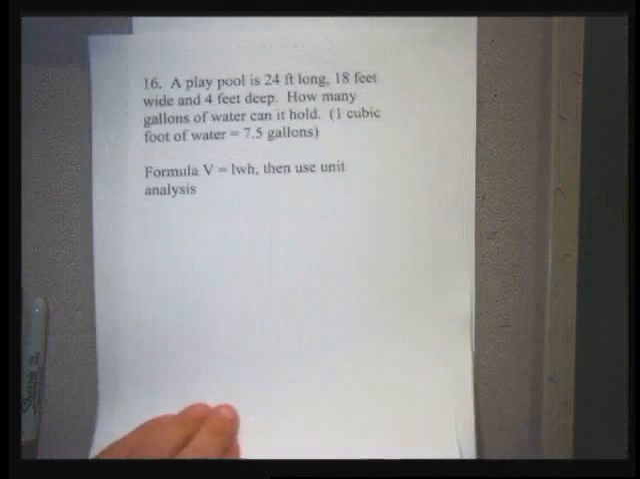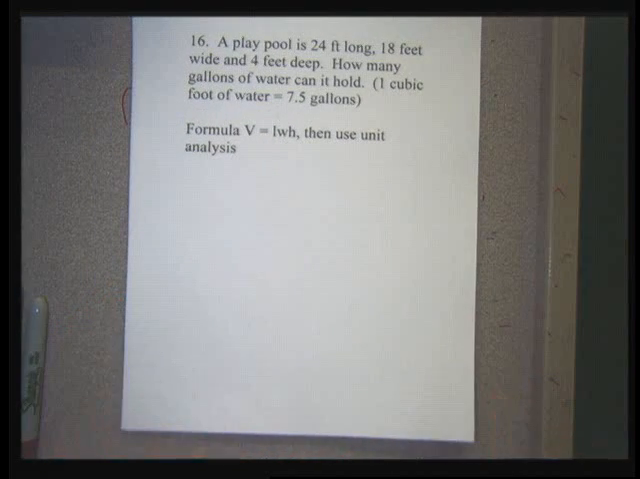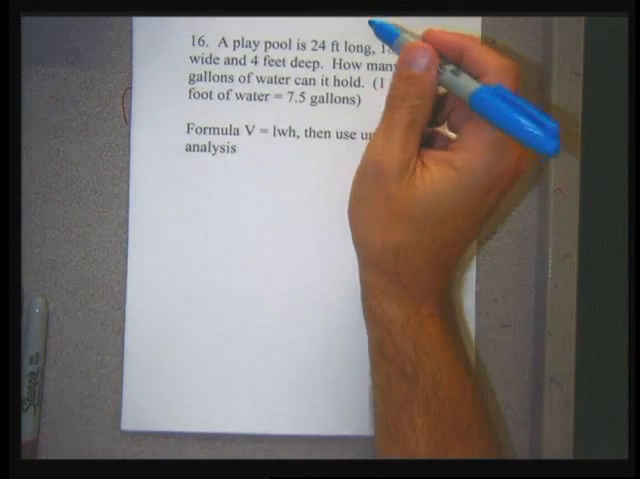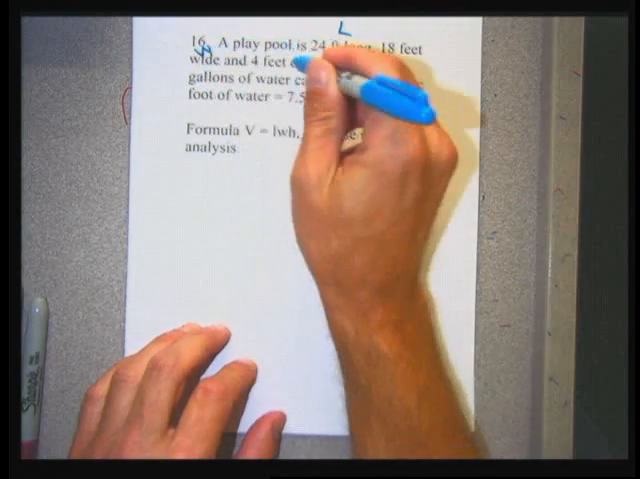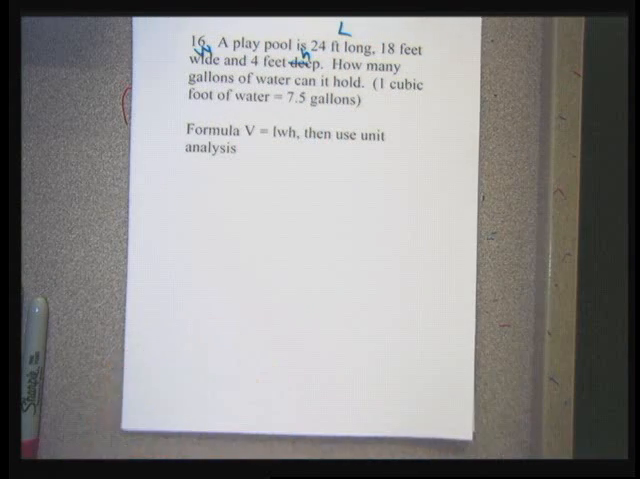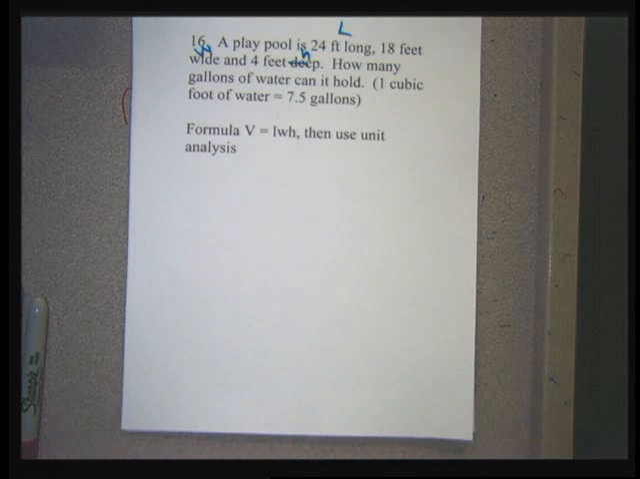16 talks about a play pool. Again, it's kind of the shape of a rectangular box. This pool isn't a round or an oval pool. It's just 24 feet long, 18 feet wide. In the deep, since I have a length, I have a width, the deep part is going to be the height for this. So this pool is 24 feet long, 18 feet wide, and 4 feet high.